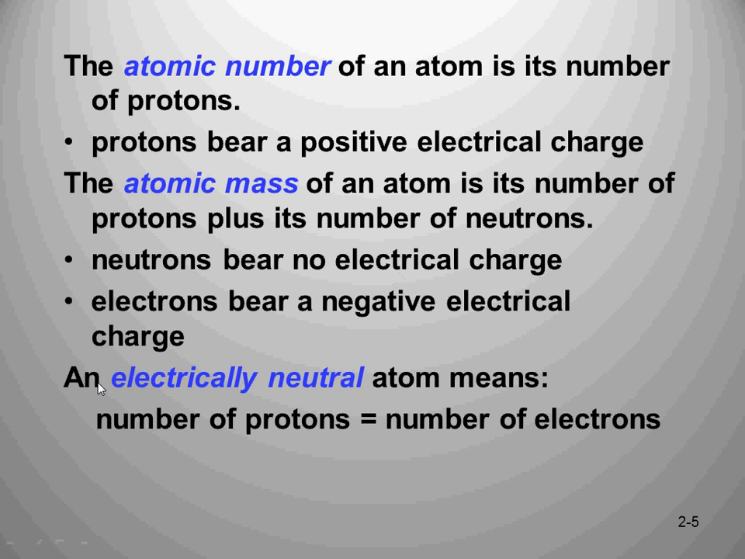If an atom is electrically neutral, what it means is that the number of protons equals the number of electrons. If you see a symbol for an element and it contains no number with a plus or minus sign after it, then you can assume that it's neutral. Therefore, the number of protons will equal the number of electrons.